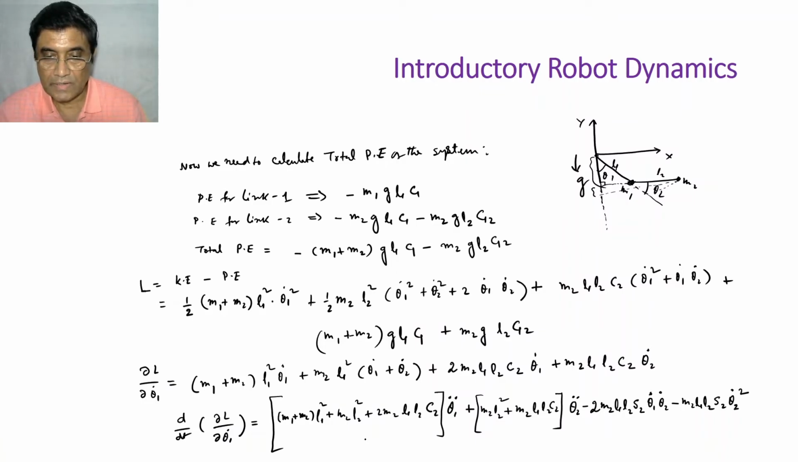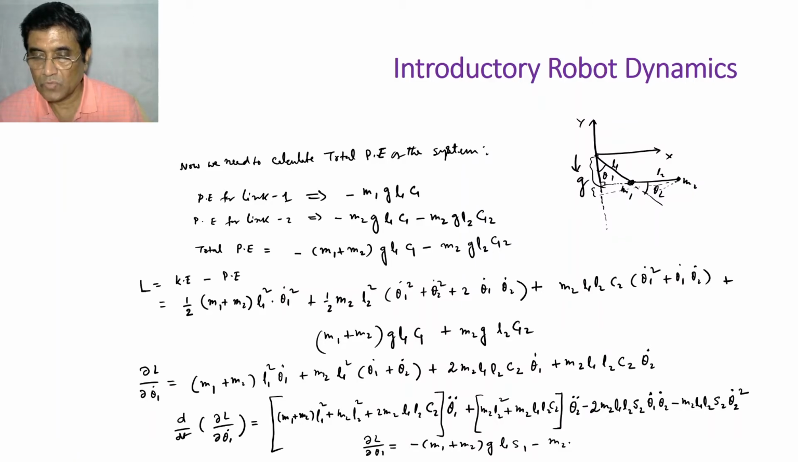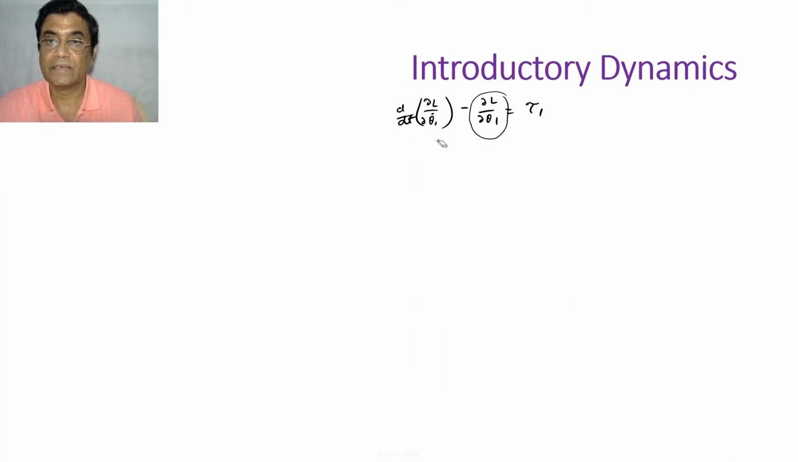Small, then del L del theta 1 will be equal to minus (M1 plus M2) G L1 sine theta 1 minus M2 G L2 sine (theta 1 plus theta 2). Okay. So in this formula everything is there, all I required. So immediately I can write. So I will be starting writing from here.